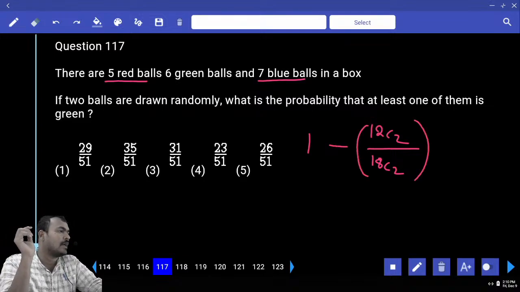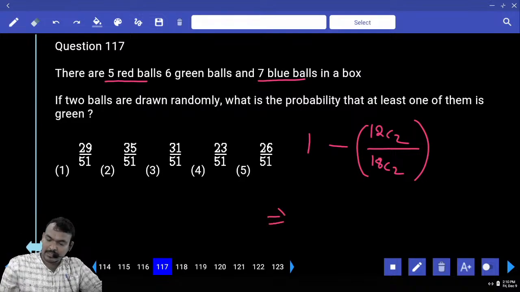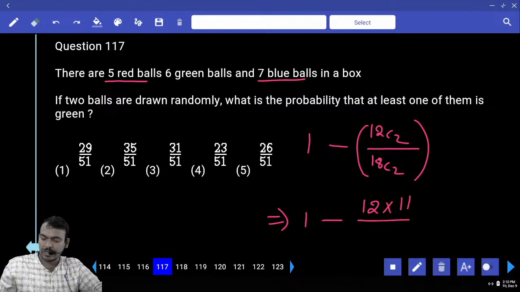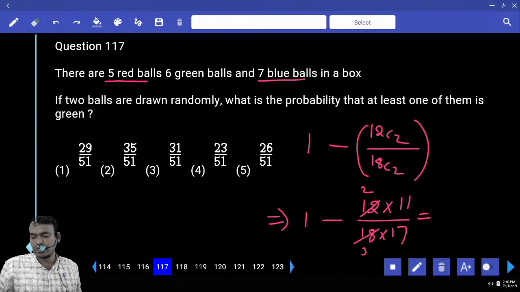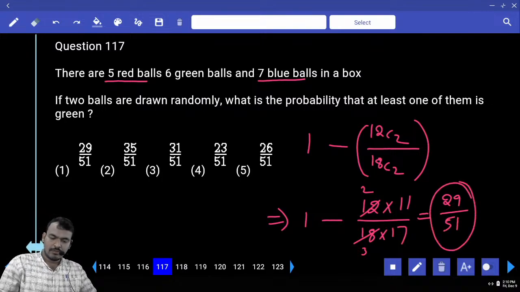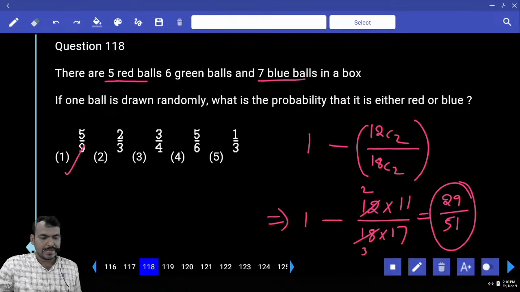At least green means 1 minus 12C2 by 18C2, which is 12 into 11 by 18 into 17. 6 how many times? 2 times. 6 how many times? 3 times. 2 11s are 22. 22 by 51. 1 minus 22 by 51 gives 29 by 51. Which option? First one.